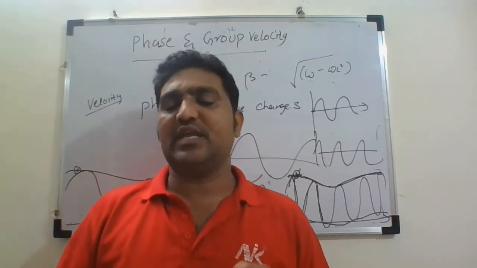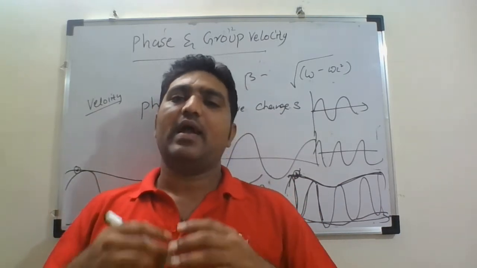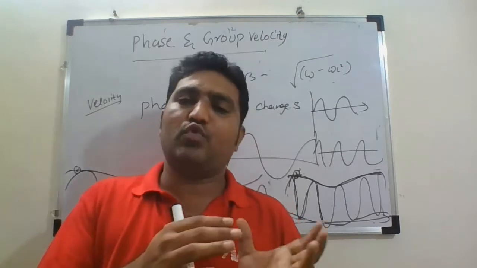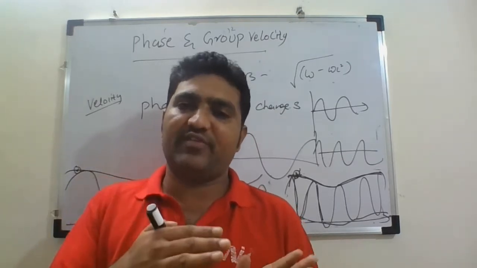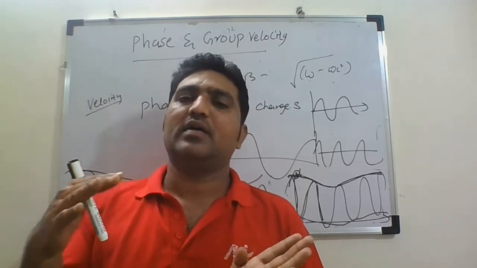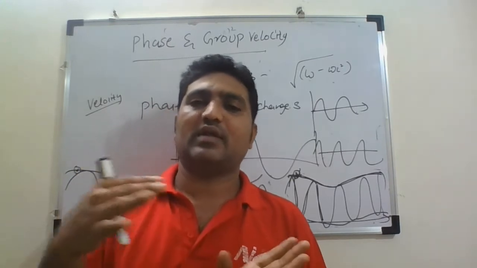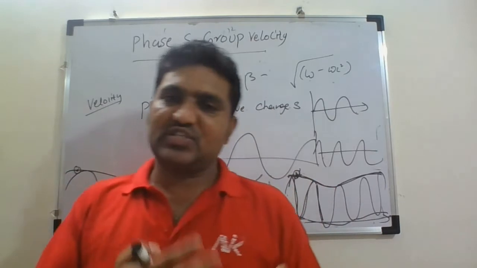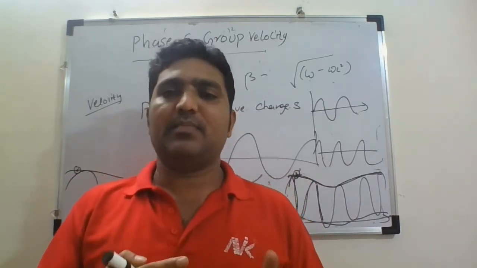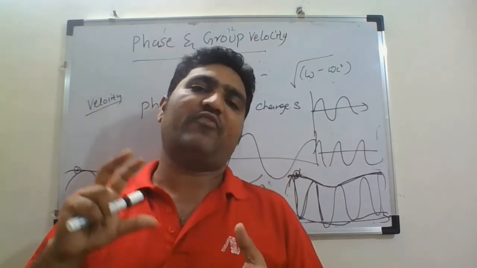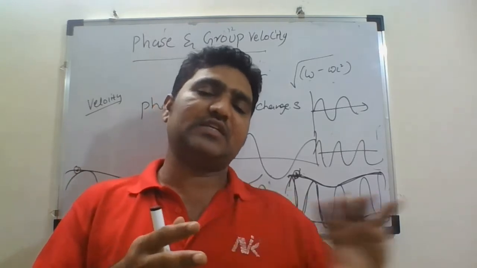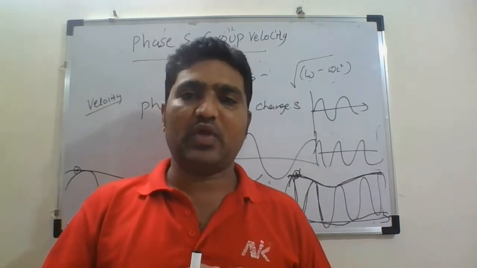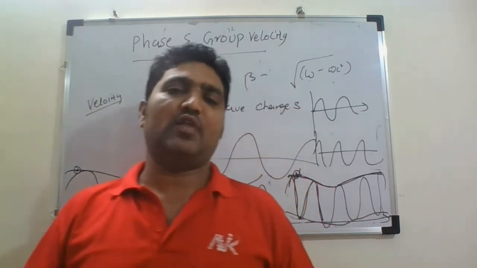Whereas group velocity means the velocity at which the resultant group, the group of waves or the set of waves, is traveling. The resultant wave is traveling inside the waveguide. This is generally obtained by the combination of all the waves and how this resultant wave is propagated. So it is also called the envelope velocity.